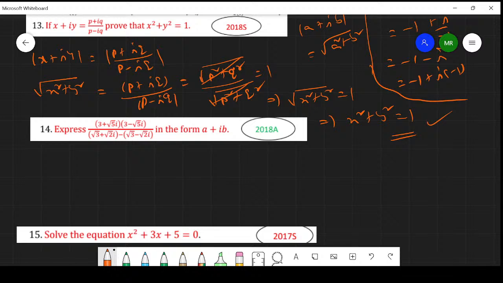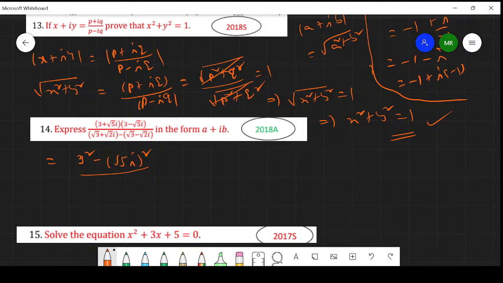Express (3 plus root 5 i)(3 minus root 5 i) by (root 3 plus root 2 i) minus (root 3 minus root 2 i) in the form of a plus ib. Take the given problem and multiply here. This is a plus b into a minus b, which is a square minus b square. It comes 3 square minus root 5 i whole square.